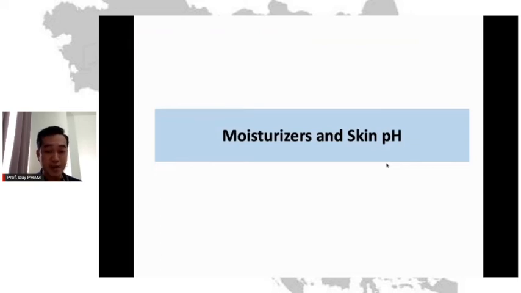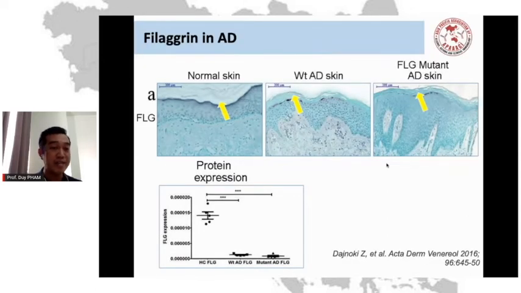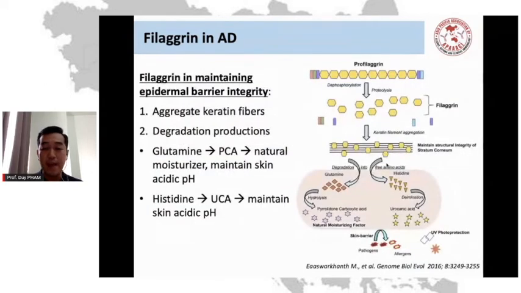And next, I would like to discuss the role of moisturizer and skin pH. Before talking about the skin pH, I would like to remind you about filaggrin in atopic dermatitis. As we all know, in the skin of atopic dermatitis, with or without a filaggrin mutation, the filaggrin expression is decreased. And filaggrin is very crucial in maintaining the epidermal barrier integrity. It helps to aggregate the keratin fibers to maintain the structural integrity of the stratum corneum layer. And when the filaggrin is degraded, it turns into several substances that help to maintain the skin acidic pH, and especially it turns into PCA, which is a natural moisturizer to keep the skin hydrated.